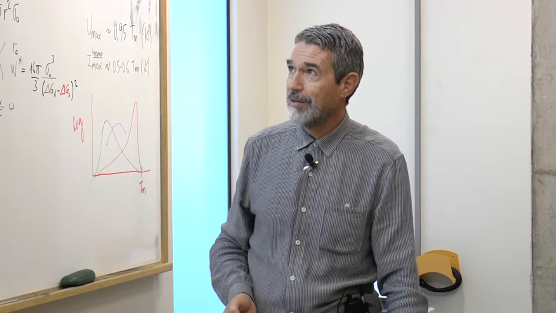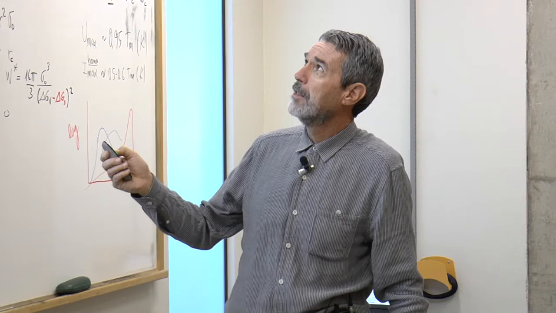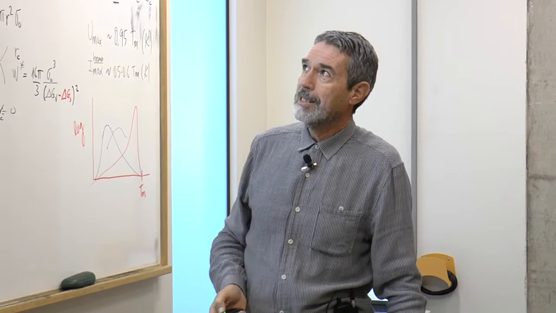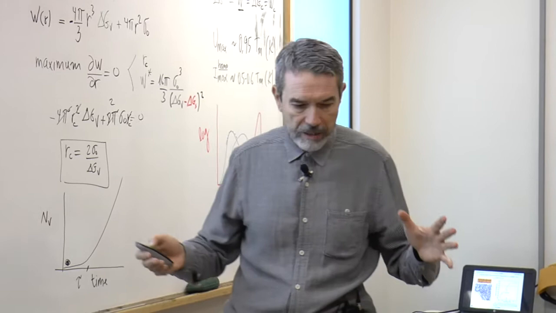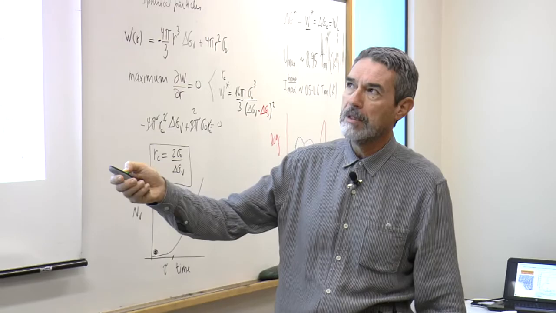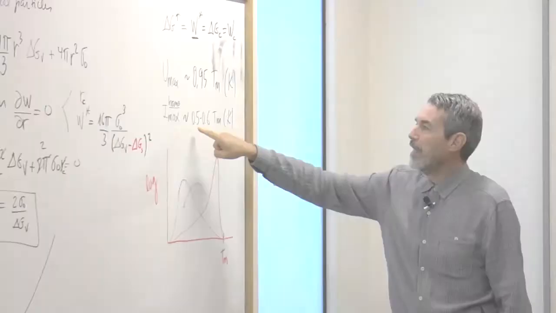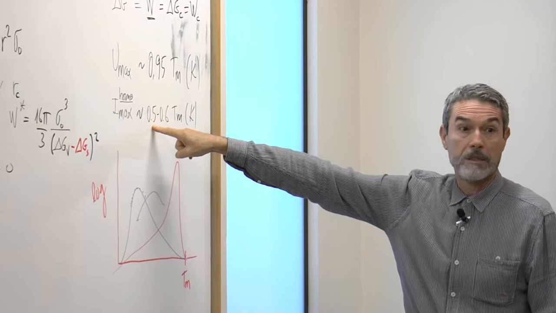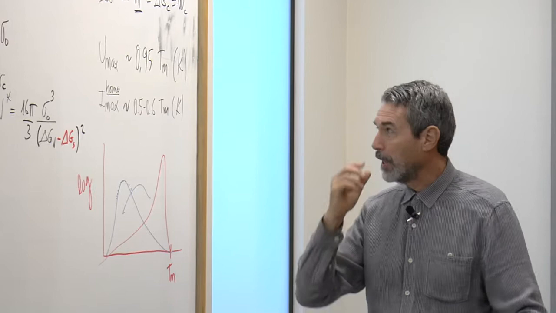a very interesting result from molecular dynamics. In 2000, 17 years ago, Porter and Taftu created a material in a computer. With molecular dynamics simulations, you can create a material in the computer, and they took germanium, pure germanium, just a semiconductor, at half of the melting point. This was very clever, because half of the melting point is where the maximum nucleation rate is normally observed, the maximum homogeneous nucleation rate. So they supercooled germanium, a computer glass, a computer material, to half of the melting point, and they had a clever idea.